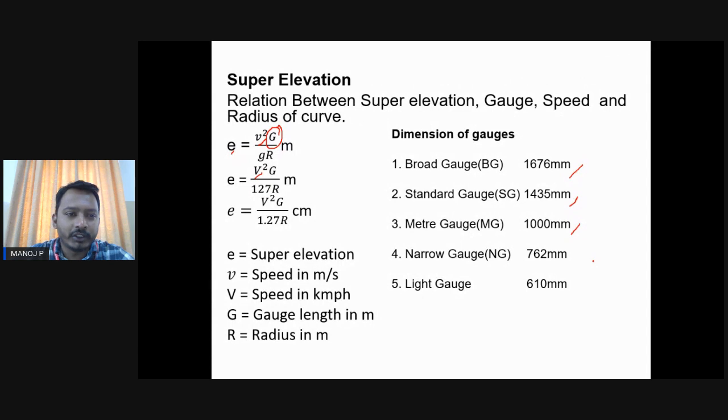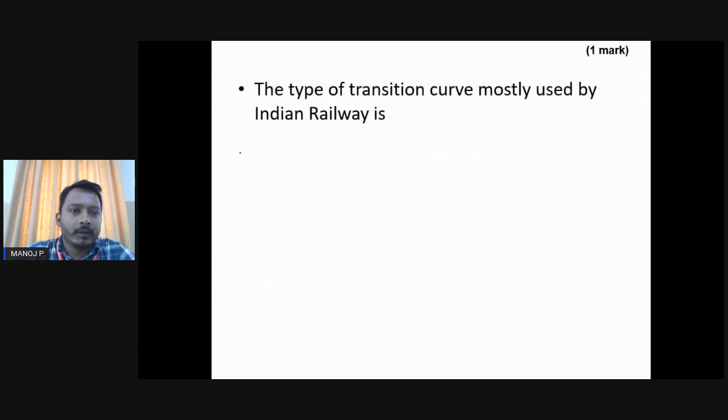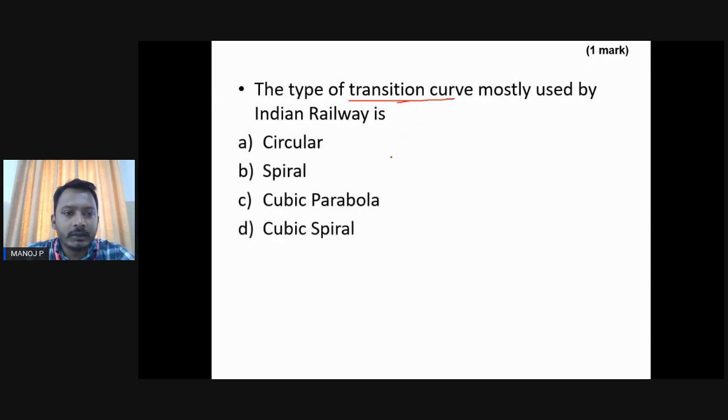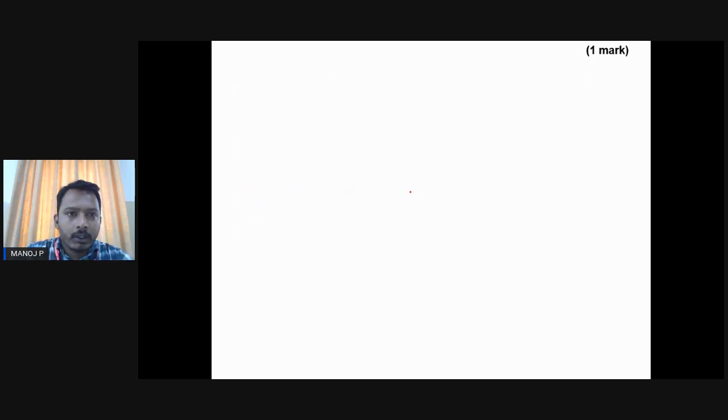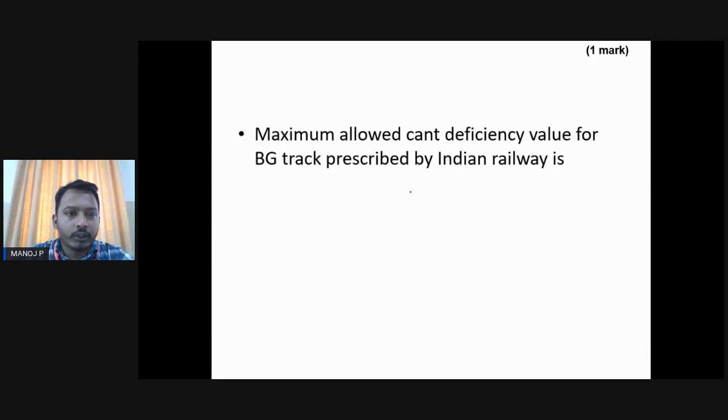Now, what type of questions will be asked with respect to railway engineering? Okay, what is the transition curve? What type of transition curve is mostly used by the Indian Railways? The options go like this: circular, spiral, cubic parabola, or cubic spiral. Transition curves, as you know, can be of different shapes. For Indian Railways, we use the cubic parabola as the shape of the transition curve. So the correct answer is cubic parabola.